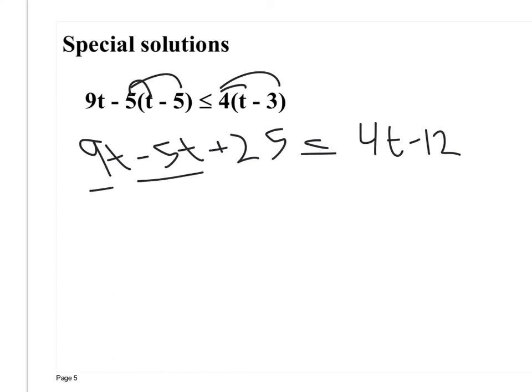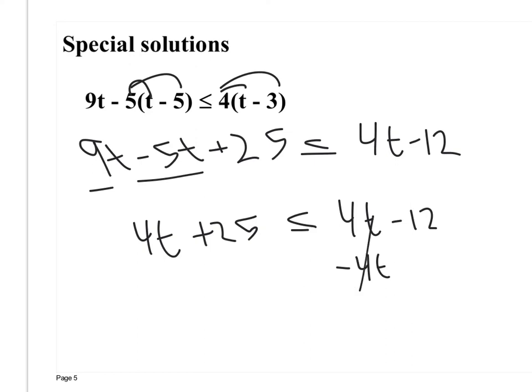I have to add like terms. 9t minus 5t would be 4t, which is less than or equal to 4t minus 12. So I subtract 4t. I'm going to move 4t from one side to the other, which cancels it out. And I'm left with 25 is less than or equal to -12. Is this a true statement? No, it's not. It will never be this way.